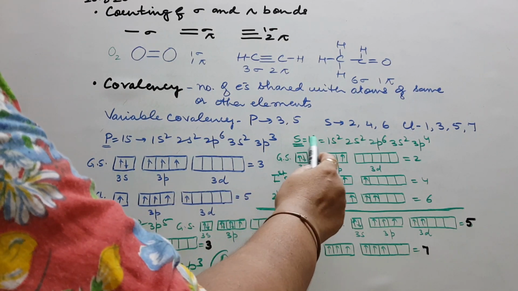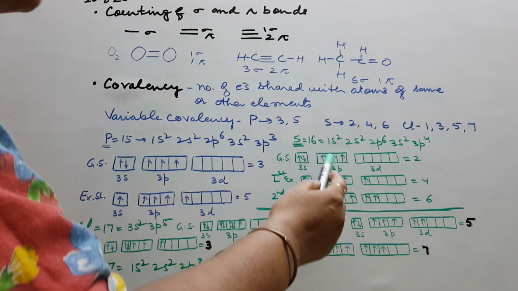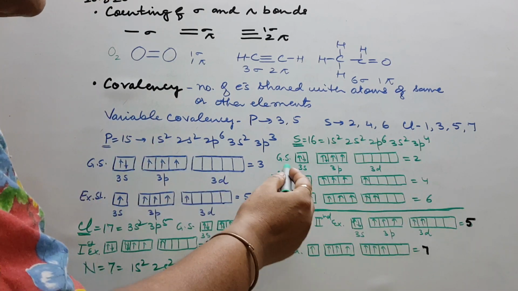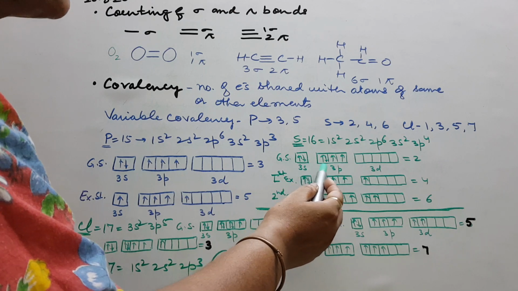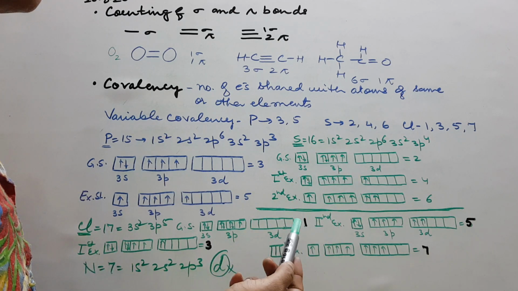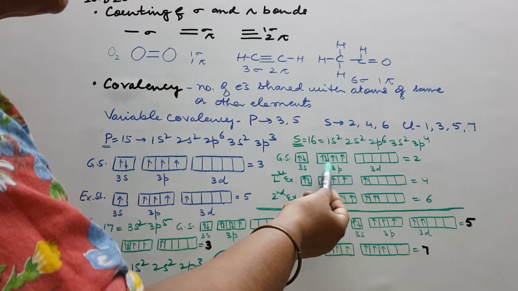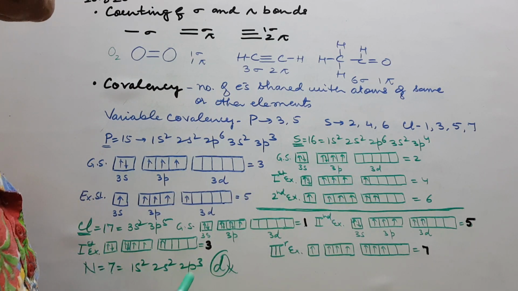Configuration, atomic number 16, it is 3s2 3p4. I'm telling you for the last one. So ground state 3s and 3p4, they are here. So it shows covalency 2 because only 2 electrons are unpaired.